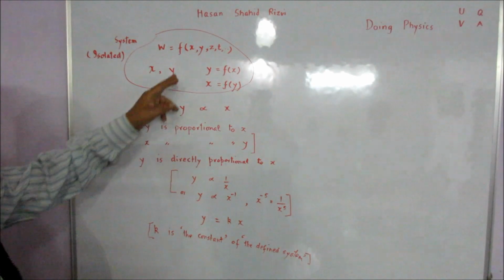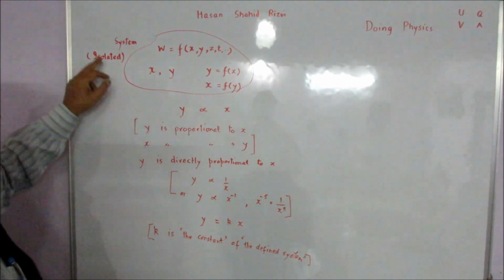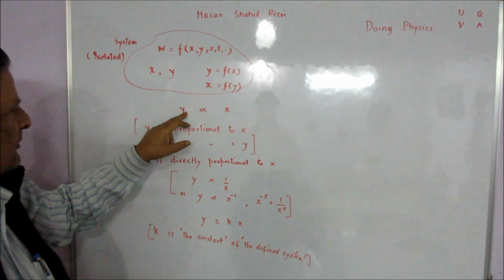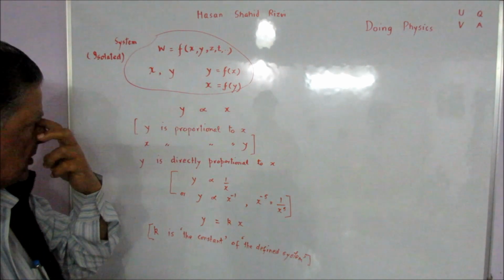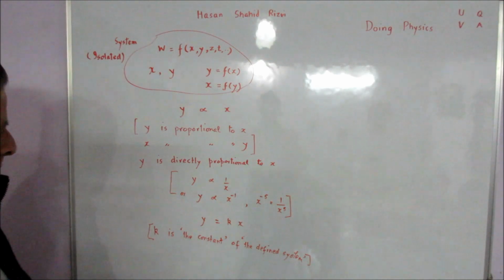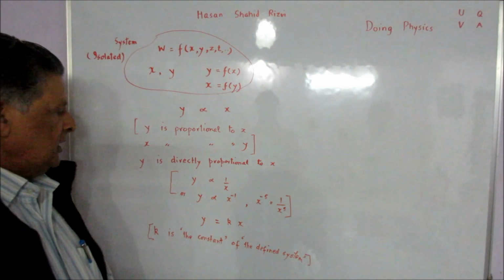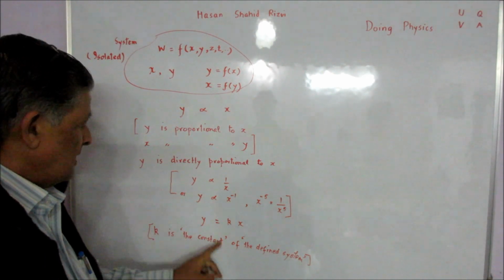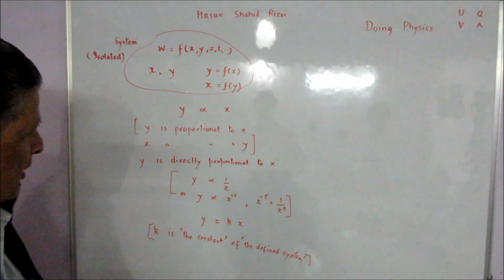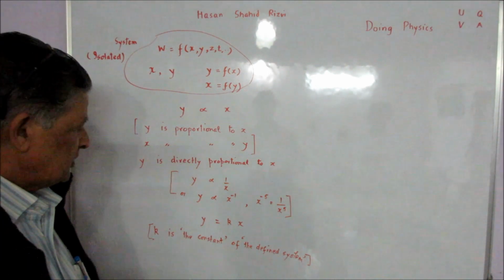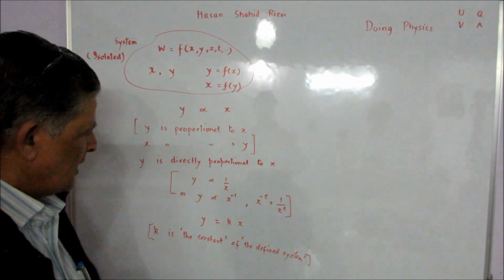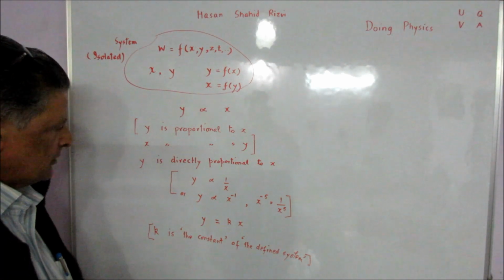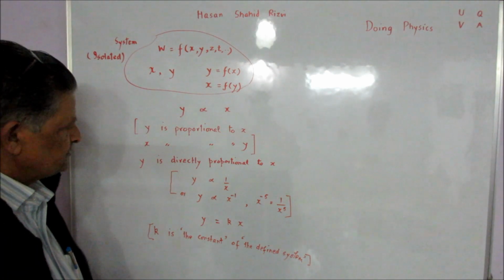What is the system? The system has been defined as an isolated system with only two variables, x and y, which are related by y is proportional to x. And k is the constant of the system. I emphasize the constant. Okay. So in Arabic we call it al-tabit, the constant of the defined system. It's important for the defined system.